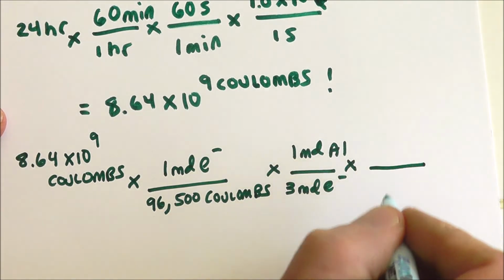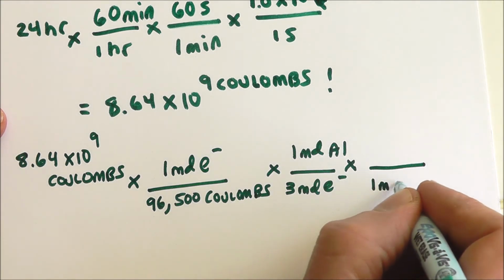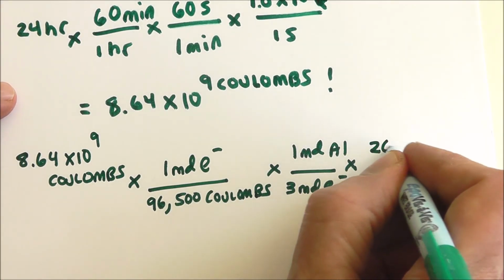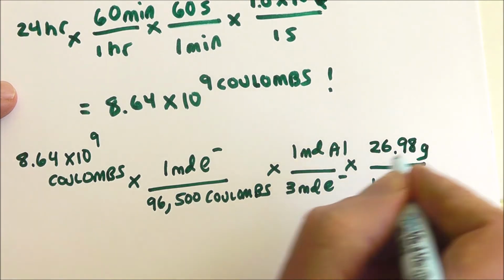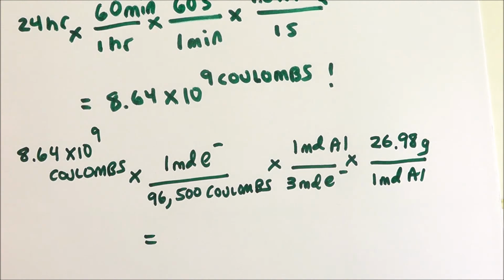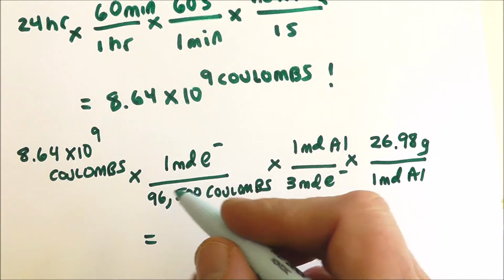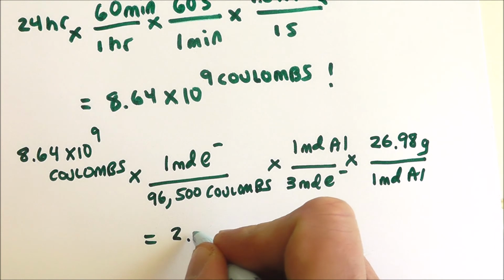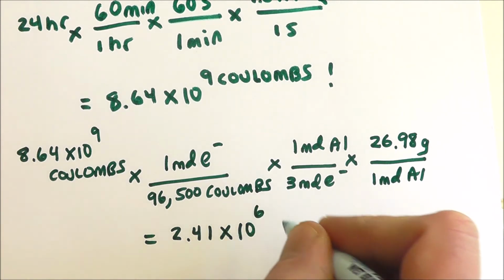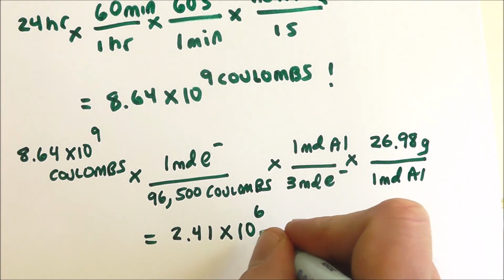Oh, I can smell it. We're almost there. 1 mole of aluminum is 26.98 grams. It's going to be a huge number. Probably want to convert it to kilograms. Okay, hold on. By the way, I misspoke earlier. I said 8.6 million. That's 8.6 billion. This is in the millions. 2.41 times 10 to the 6th grams.